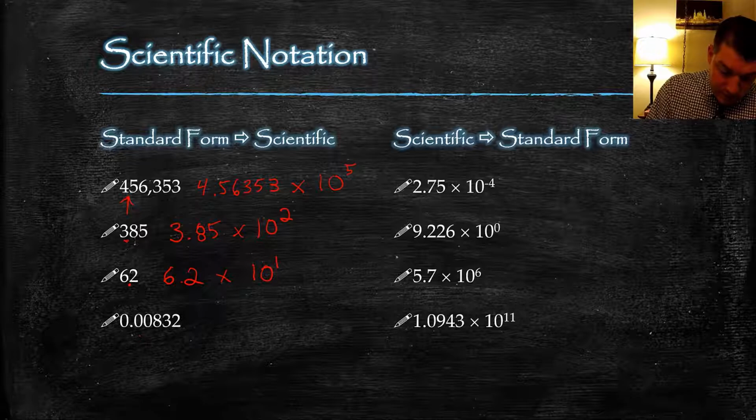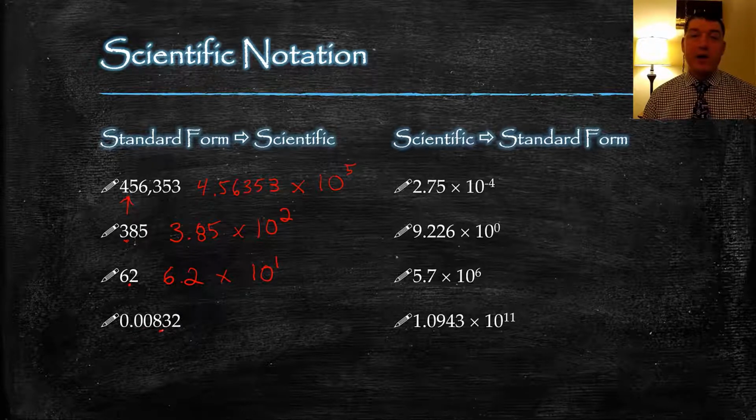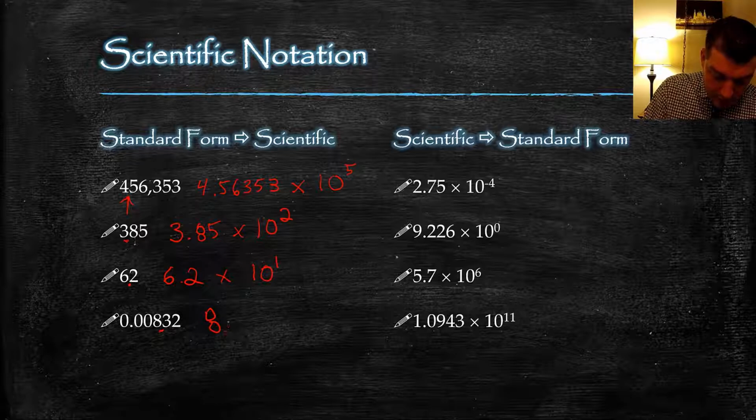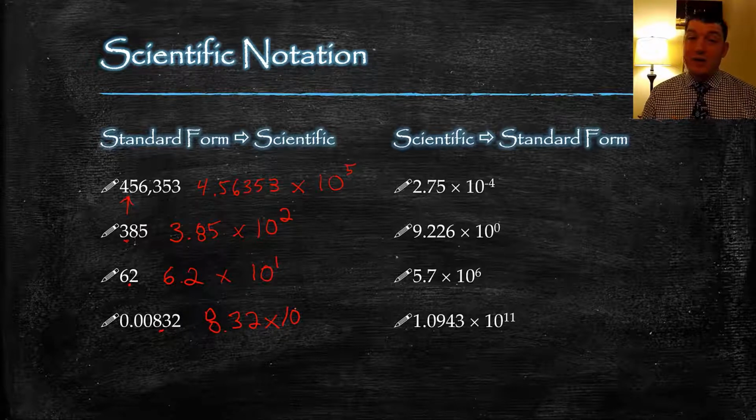In this case, I'd have to move the decimal place 1, 2, 3 places to the right to get to the right of the first non-zero number, which is 8. I write 8.32 times 10, and this time it's less than 1, so it's a negative exponent, or I'd have to move the exponent back 3 places to get the original number. Now those numbers are all written in scientific notation.